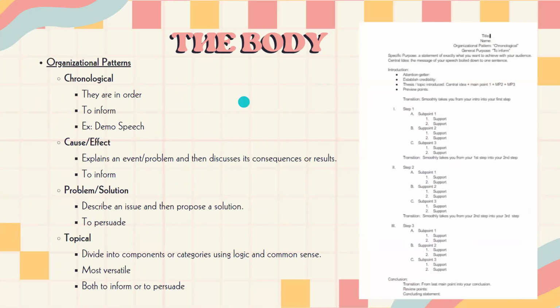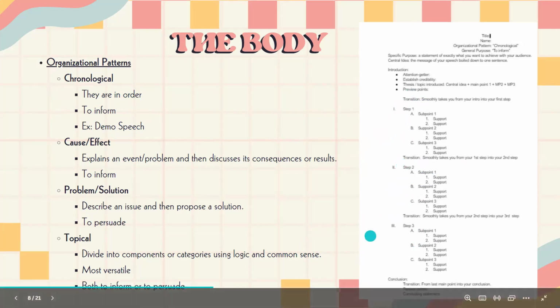And we're not done with the body yet. But some organizational patterns. This is how those main points change, different patterns to use. For our demo speech, we're using chronological. So these are in order. First you do step 1, then step 2, then step 3, and then finally step 4. You have to go in that order. You can't change the order or it wouldn't make sense. Obviously, this is to inform.